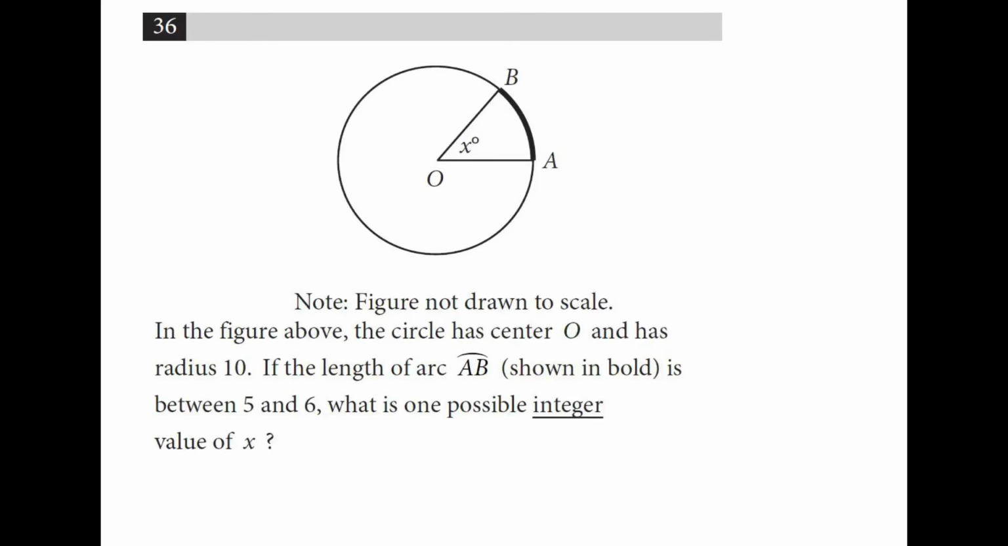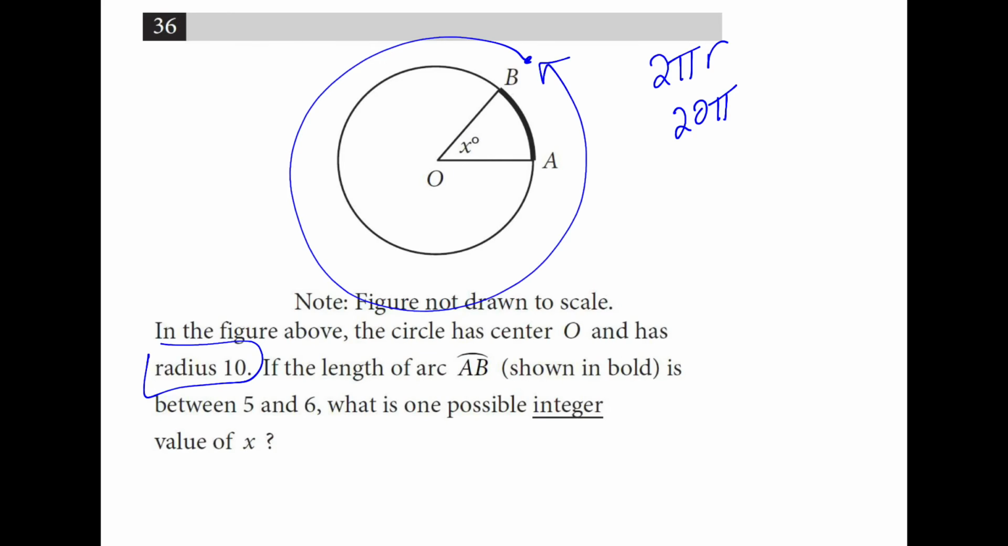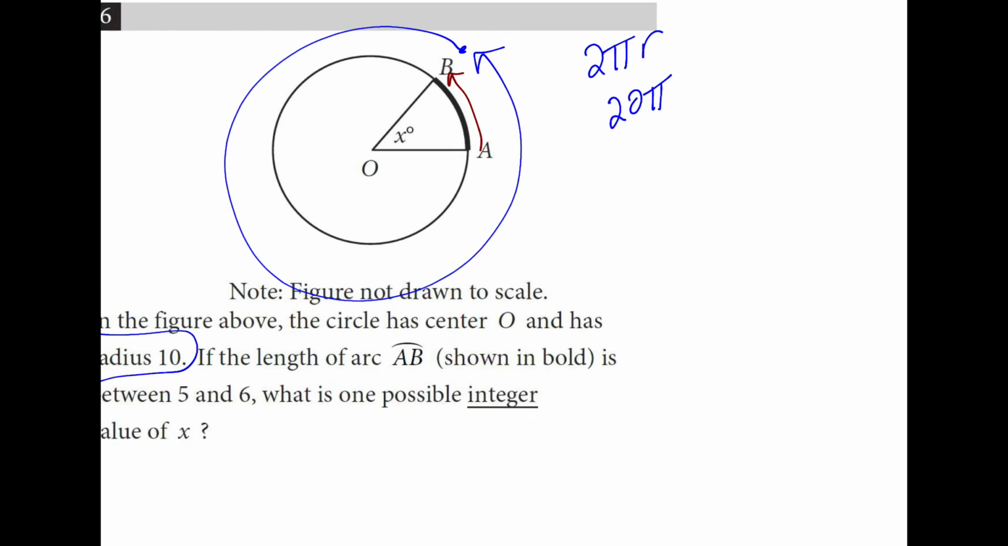They tell us that the radius is 10, so the distance around the entire circle is 2 pi r, and if I plug in a 10, that gives me 20 pi. And that's from here all the way around. But I want a fraction of that, just a to b, and it's going to be somewhere between 5 and 6.